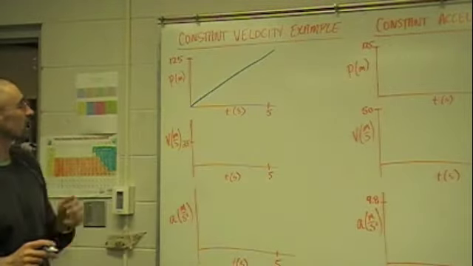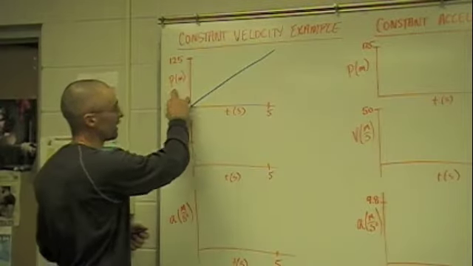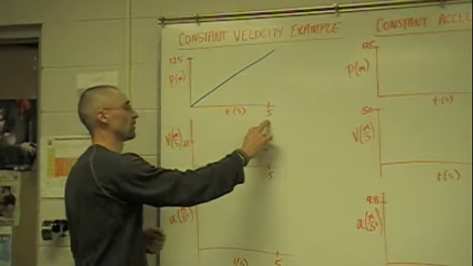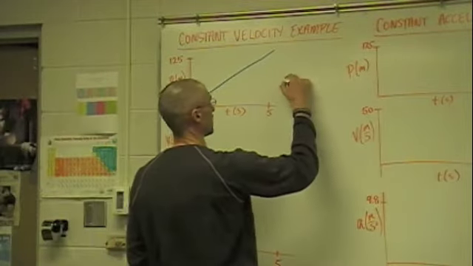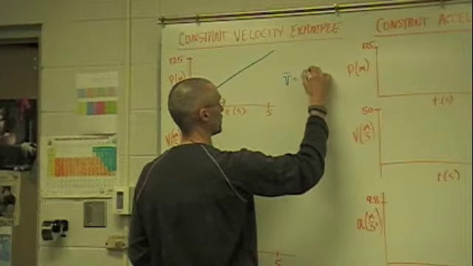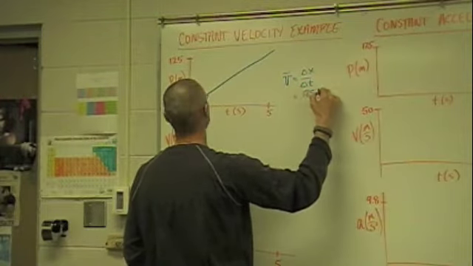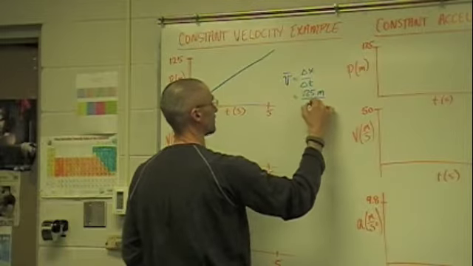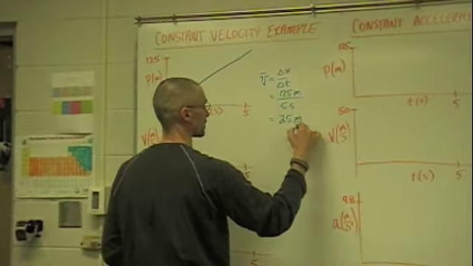Okay? And in this case, guys, if we go 125 meters in 5 seconds, we could come up with our average velocity, and we can find average velocity by taking change in position over change in time, which in this case is 125 meters over 5 seconds, which turns out to be 25 meters per second.